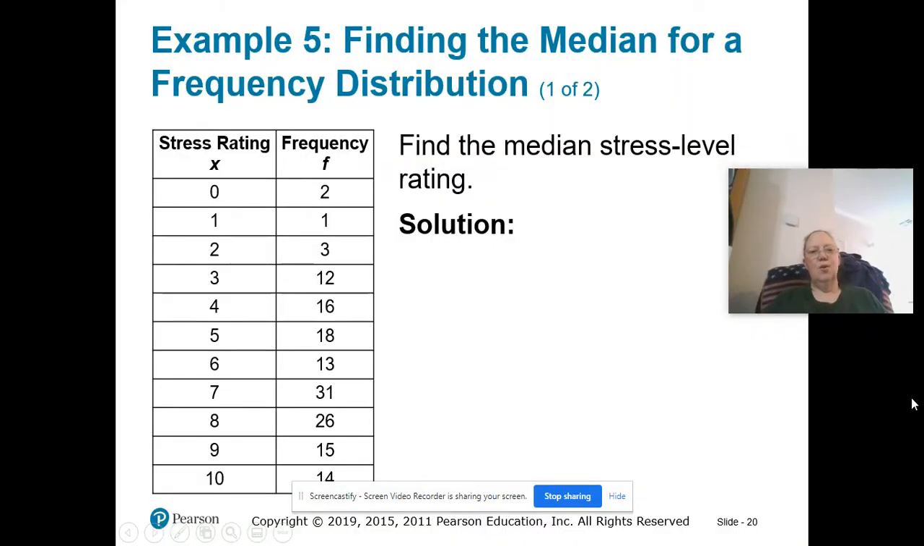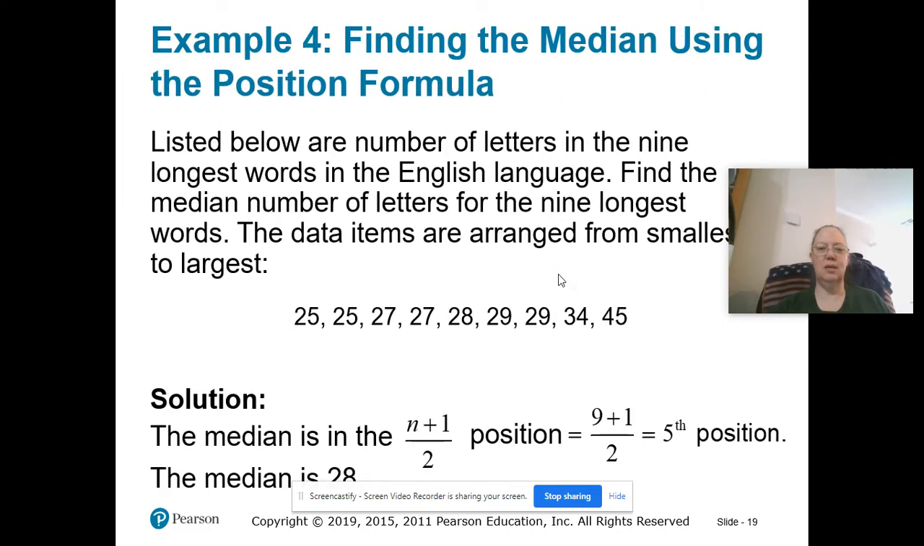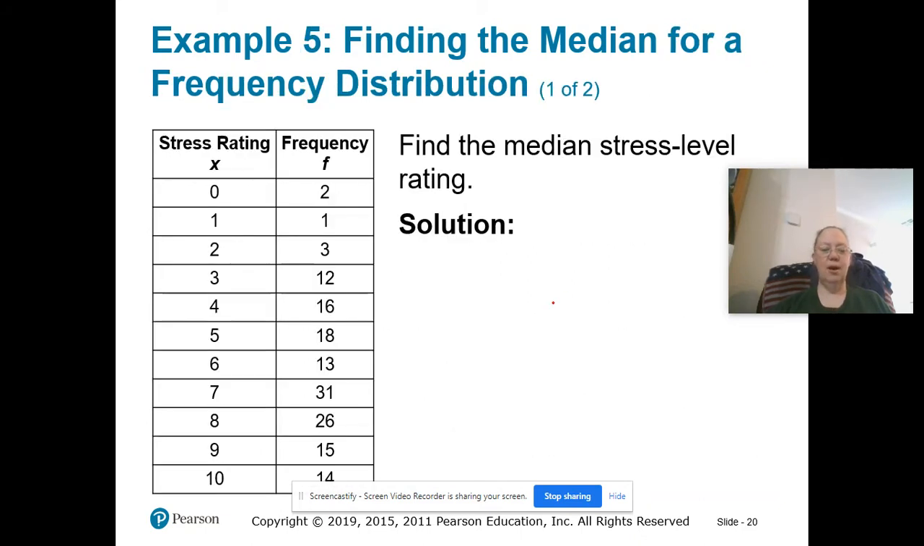Okay, so this time, instead of finding the mean for a frequency distribution table, we're trying to find the median. What we're going to do is use the formula that we talked about on the last slide, the position formula, to figure out where exactly our median is going to be. I believe this is the same set of numbers that we had before.